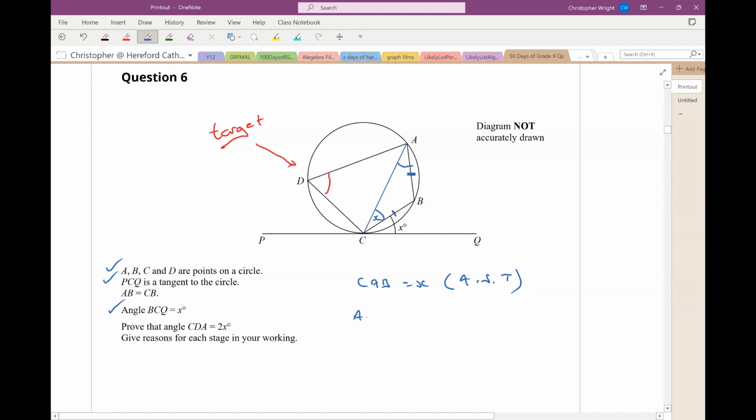So ACB equals x because ABC is isosceles. So that means that this angle here, ABC, is going to be 180 minus 2x, isn't it?